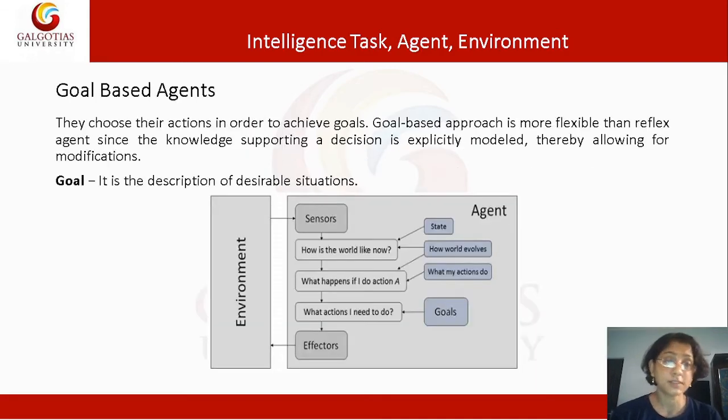The next is the goal-based agent. They choose direction in order to achieve a goal. The goal-based approach is more flexible than the reflex agent, since the knowledge supporting the decision is explicitly modeled here, thereby allowing for modification. As you can see, the agent is going to have different internal states, but the final state will be based on the different situations, the desirable situation that is available in terms of your goal, the description of the desirable goal.